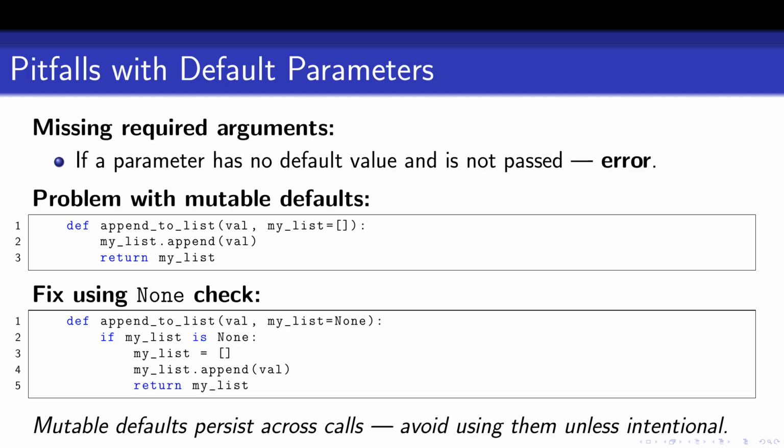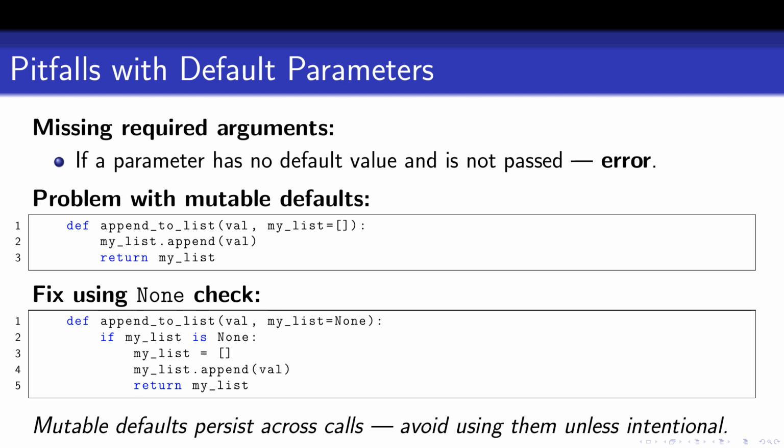While default parameters are convenient, they come with some pitfalls to watch out for. First, if you forget to pass a required argument and no default is provided, Python will raise a TypeError. More subtly, using mutable default values like lists or dictionaries can lead to unexpected behavior. For instance, if you set a default like myList, the same list object is reused across multiple function calls.